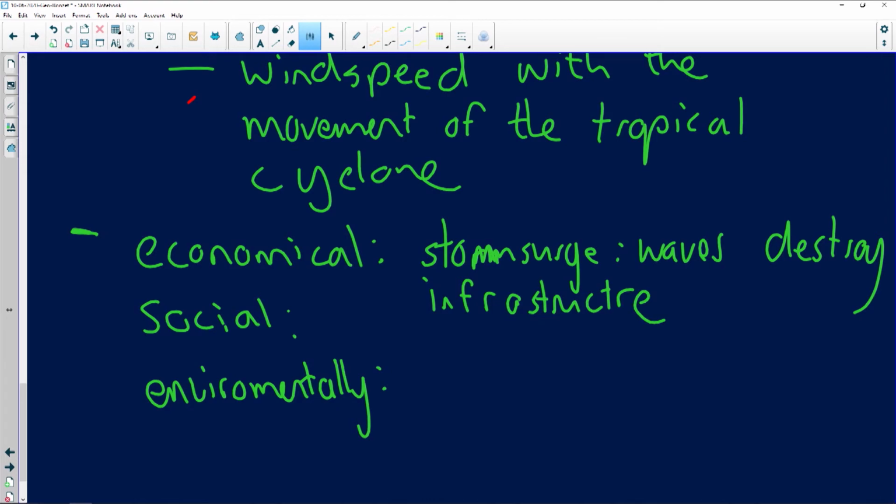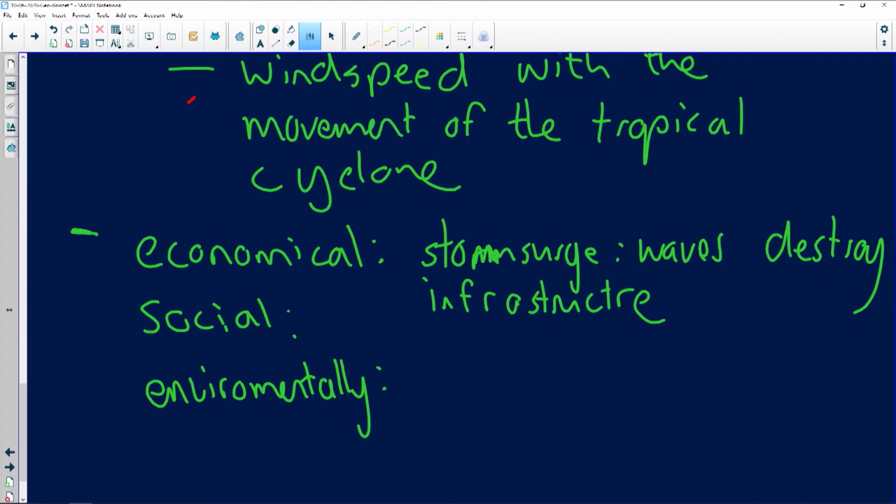Okay, that's one example. Now keep in mind, this storm can cause quite a lot of chaos. It can damage infrastructure. I'm talking about roads. So it's going to make it difficult for emergency services to be able to attend. So socially, what's going to happen? Loss of life.